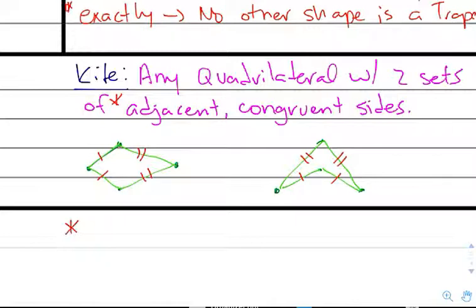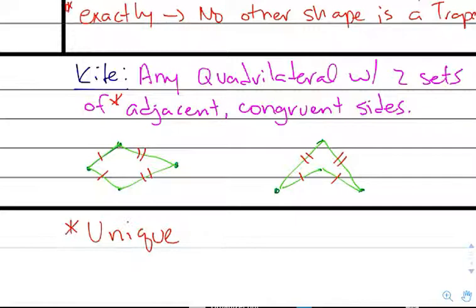It's what I would call the inclusive definition. So any shape with this would be called a kite. There were people, and I don't remember which class it said which, that wanted this to be two sets of unique adjacent congruent sides.